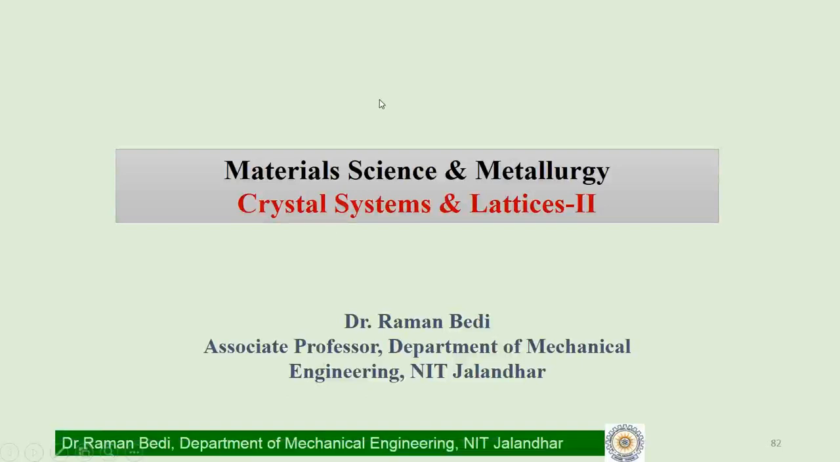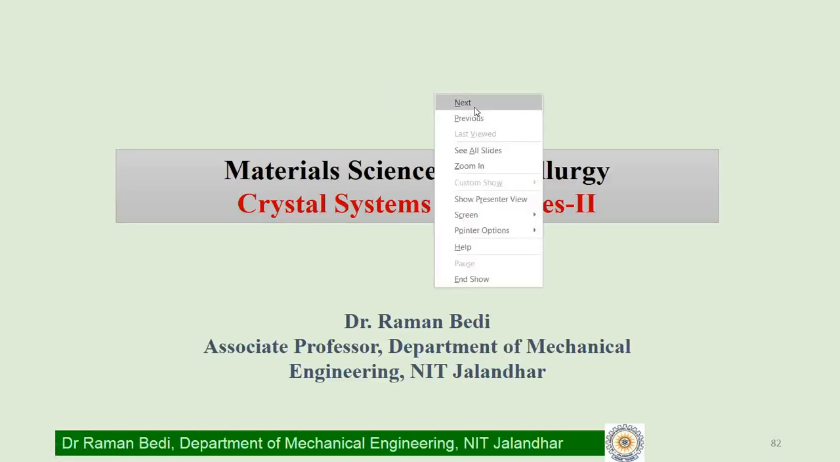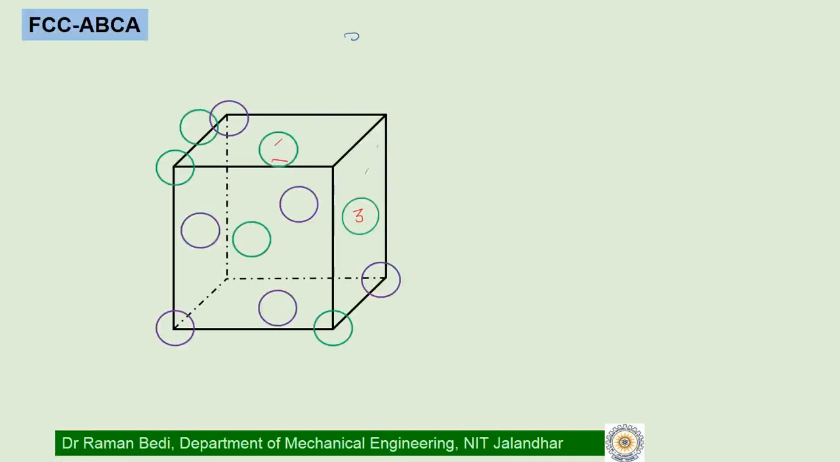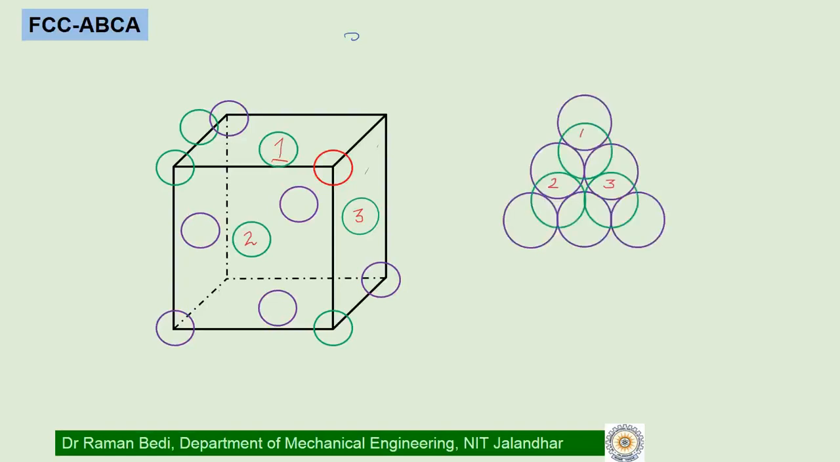In my last class, we were referring to the various types of crystal lattices, and importantly, those which are most commonly found in many of the metals that you use for our engineering application. This was the slide which we were referring to in my last discussion, where we looked at what happens in the case of the FCC lattice, that is, the arrangement of planes.